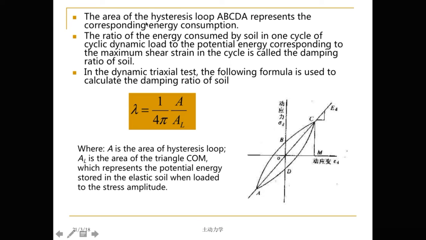The area of the hysteresis loop A, B, C, D, A, the area inside the hysteresis loop, represents the corresponding energy consumption. This is an energy loss in one cycle of cyclic load. And we use A to describe it. A is the area of the hysteresis loop.